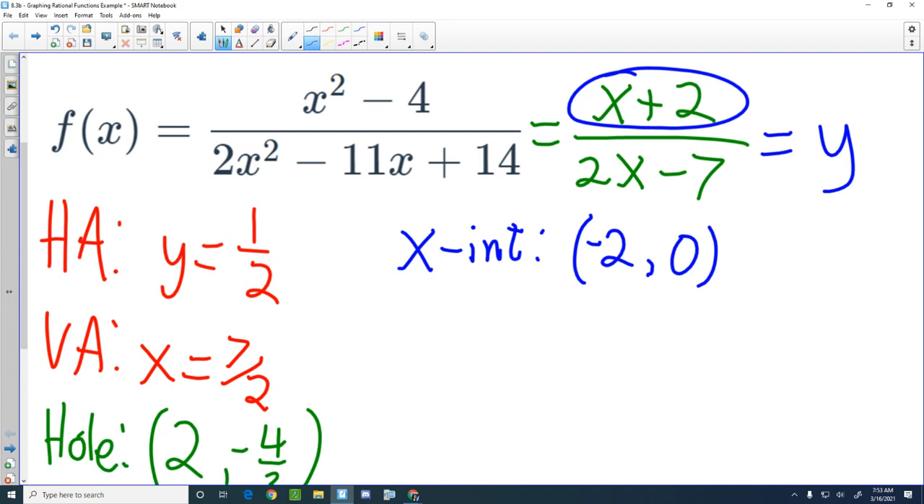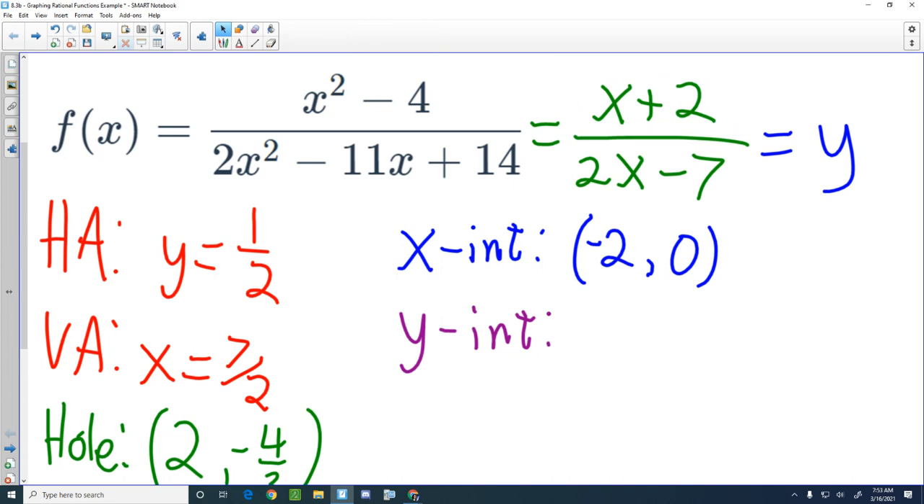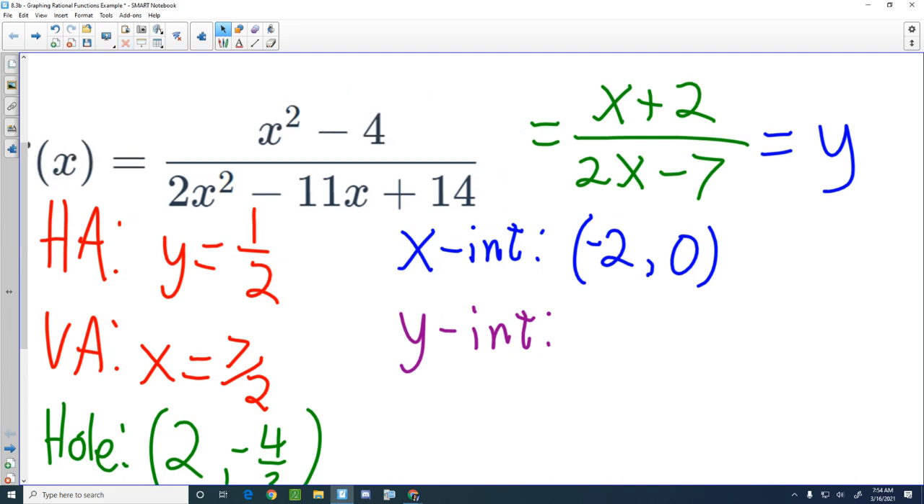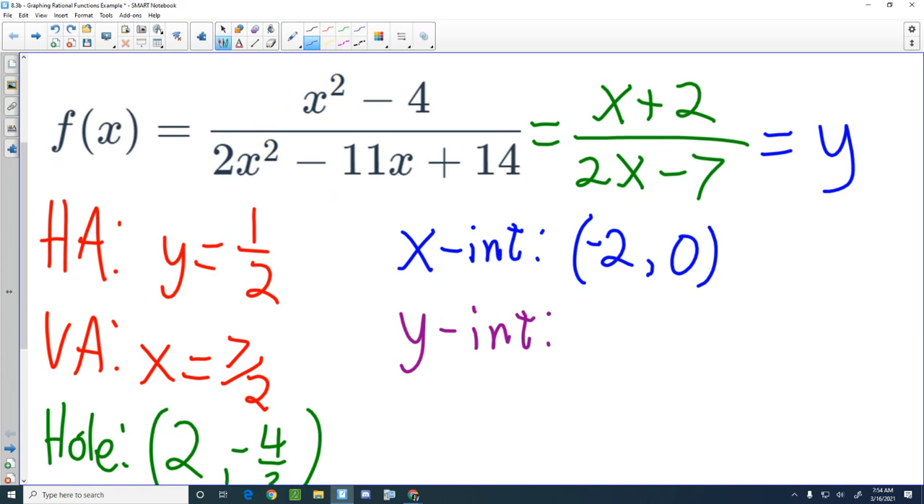Finally, the last thing we need is the y-intercept. To find the y-intercept, it's pretty simple. All we need to do is look back at our equation. You can go to the original or the simplified one here. Basically, to find the y-intercept, you just set all the x's to 0, so just cancel out everything with an x. So x squared is gone, 2x squared is gone, negative 11x is gone, and I'm left with this fraction right here, negative 4 over 14.